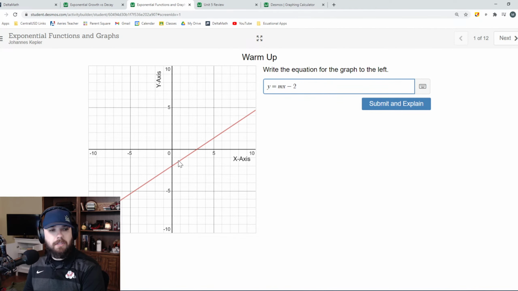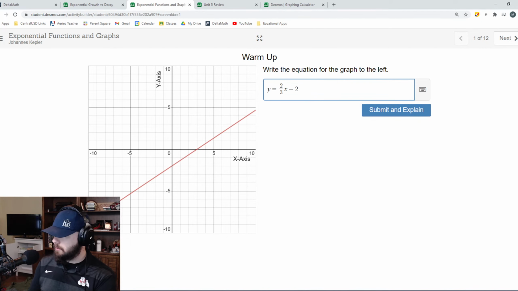And then I need to find my slope. I'm just looking for 2 points. So I'm going to use the x and y-intercept to help me out. I'm going up 1, 2, and then to the right 1, 2, 3. So my rise is 2, my run is 3, so my slope is going to be 2/3.